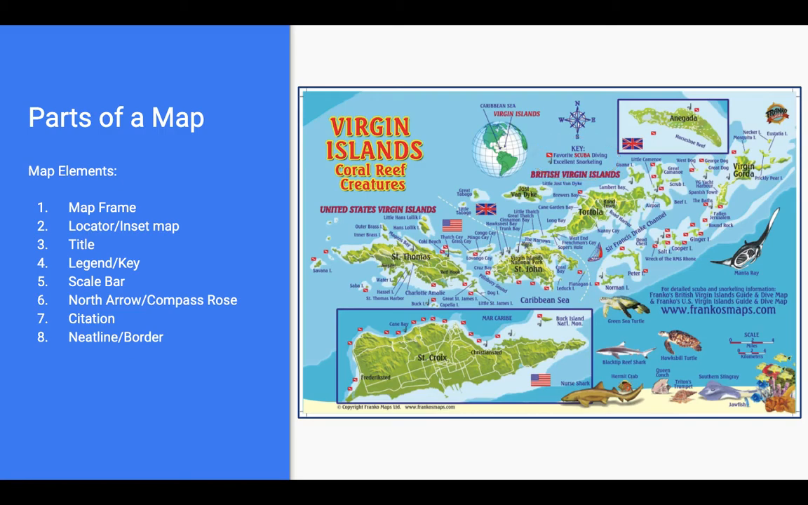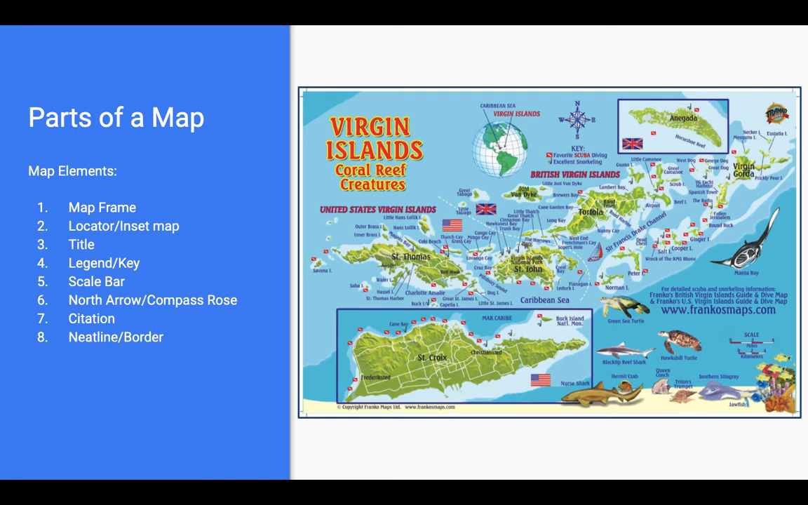They will often have a scale bar, so you can see that on the bottom right there. A scale bar will show you how far. Usually they use an inch or whatever the scale is to show, like in this case, about 4 miles is probably an inch if we're looking at this at the size that it's supposed to be.